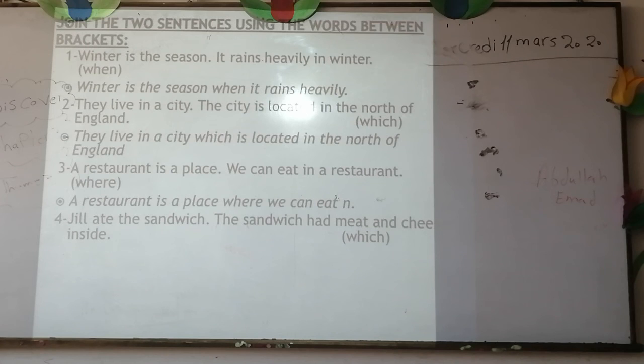So we want to join the two sentences using which. Okay, Jill ate the sandwich. The sandwich had meat and cheese inside. We're going to cross a word from the second sentence. The word is that sandwich. Very good. So Jill ate the sandwich which had meat and cheese inside.